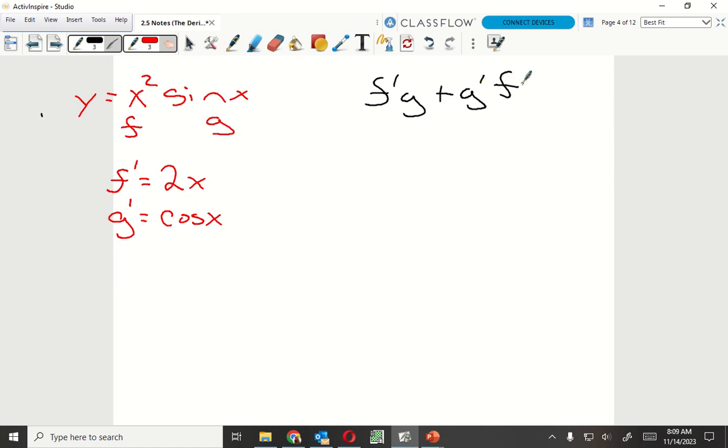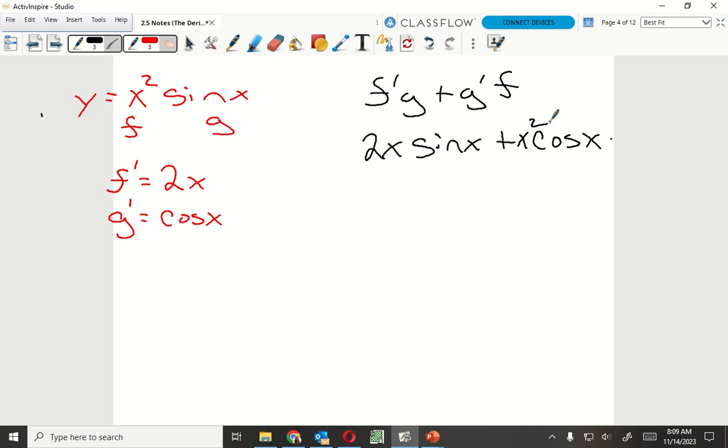So f prime is 2x. G is sine x, plus g prime, which is cosine x, times f, which is x squared. And I'm going to put the x squared out front here because I don't want to get it confused with the cosine x squared. So you want to try and have the variables out front, your sine and cosine. It's just a good pattern to try and get into so you don't mistake it later on.